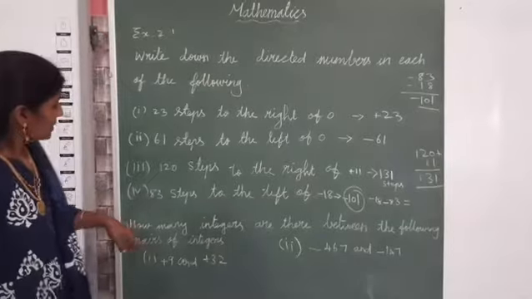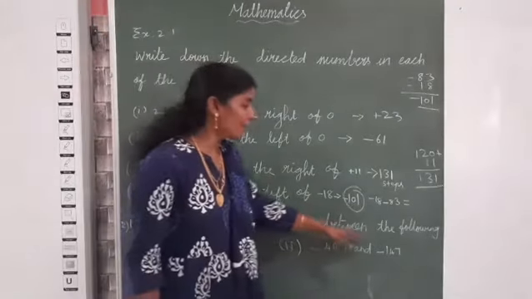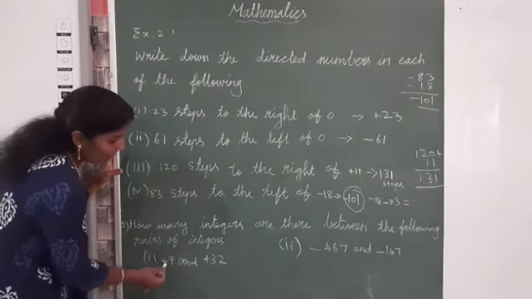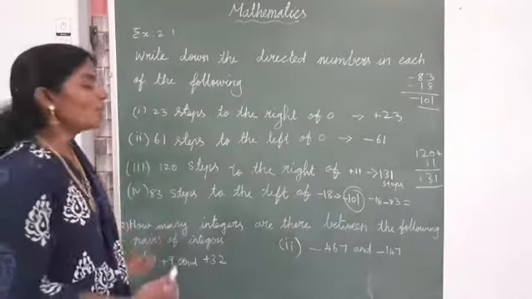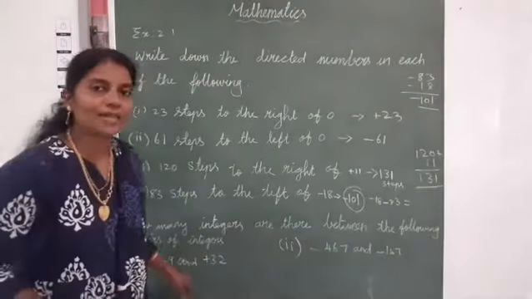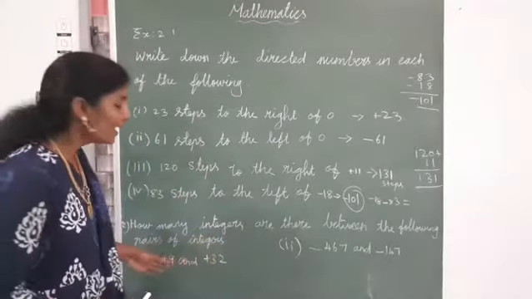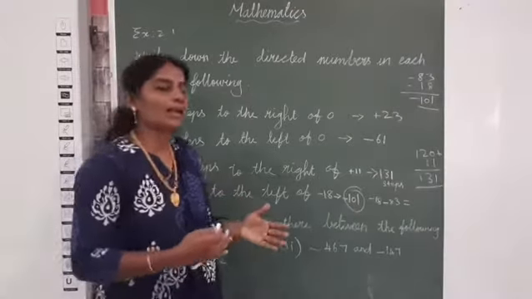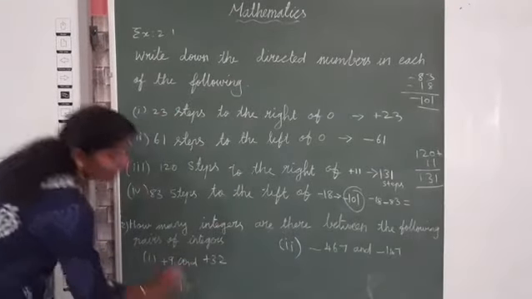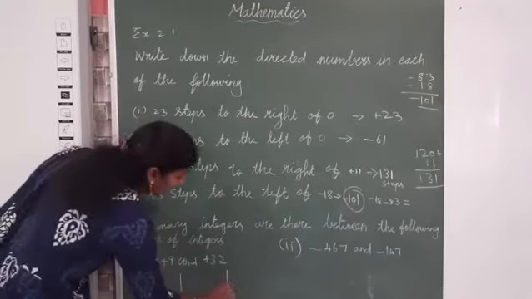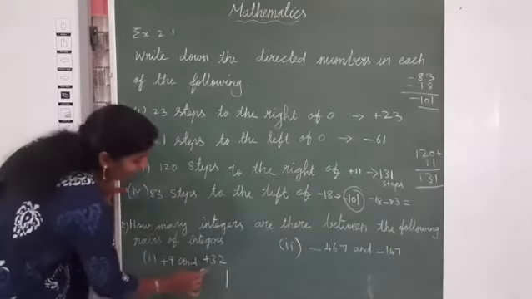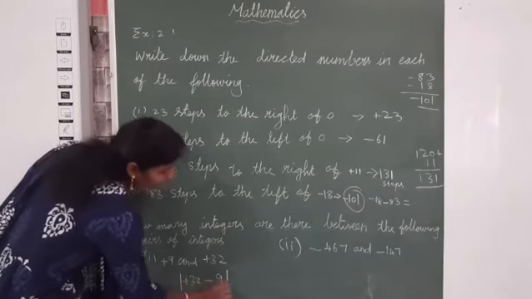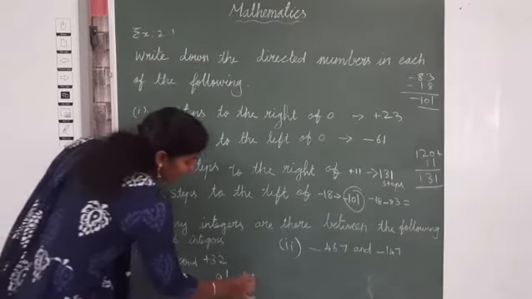Okay. Now, second one: how many integers are there between the following pairs of integers? First one, plus 9 and plus 32. How many integers lie between plus 9 and plus 32? Can you say? We take the big number minus the small number, the modulus. This is the modulus symbol. Already we have learned it, isn't it? Now the big number is plus 32, minus the small number plus 9, minus 1. This is the procedure.